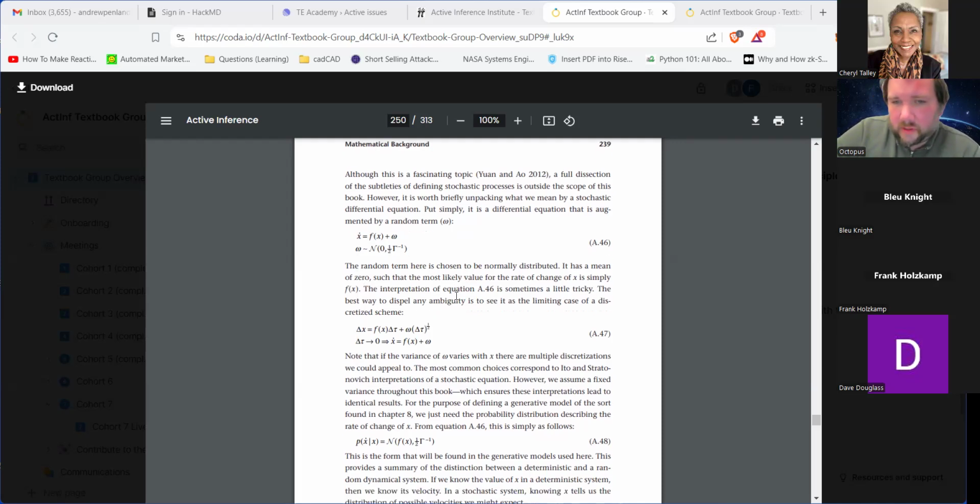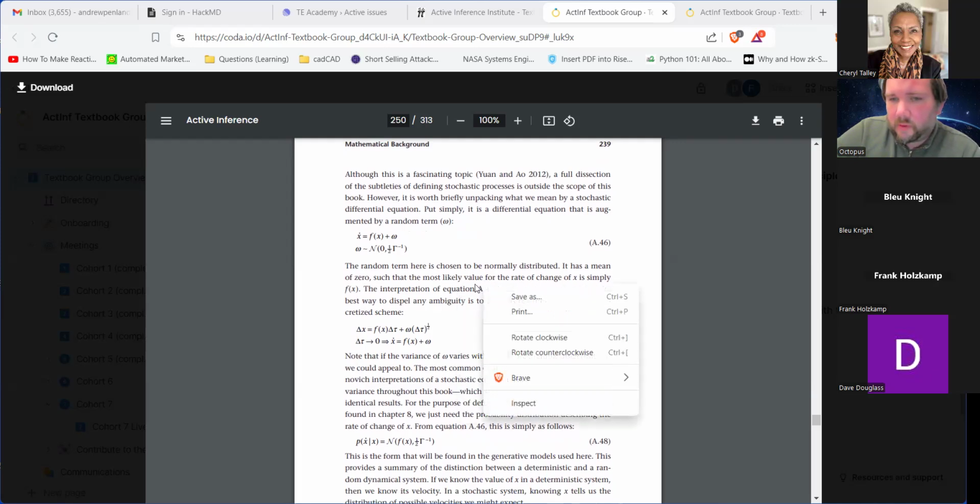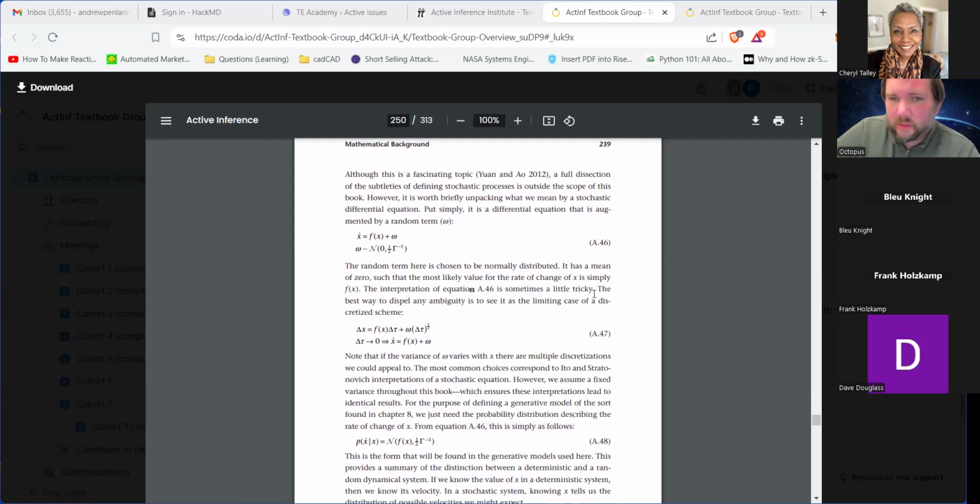It says, in a rather understated way, the interpretation of equation A46 is sometimes tricky. But this is saying that when you change, you're going to change. And whenever you change, how much you change by is coming from this normal distribution with a mean of 0. And I'm guessing this is a standard deviation of something.